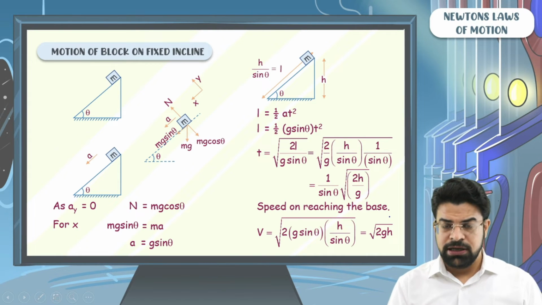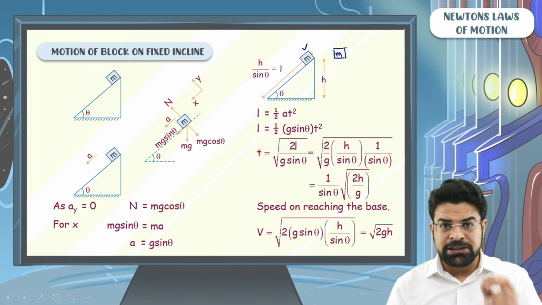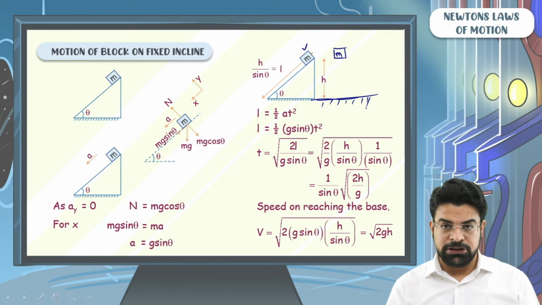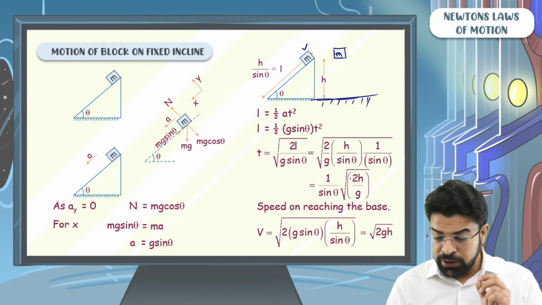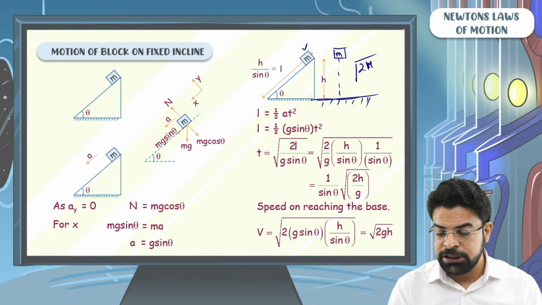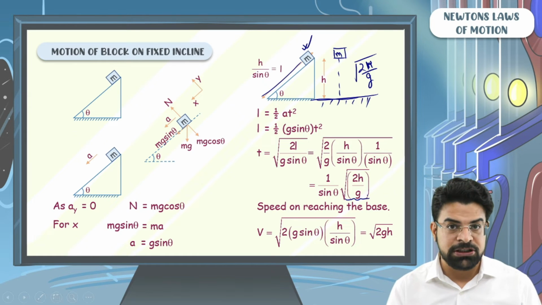Now this question gets asked. If a block is released at the top of a smooth incline, and a block is dropped from the same height, in which case will the block reach the ground level first? So you can see that here the time taken to fall will be under root of 2h by g. We have learned it already. Here the time taken to slide down is 1 by sine theta times under root of 2h by g.